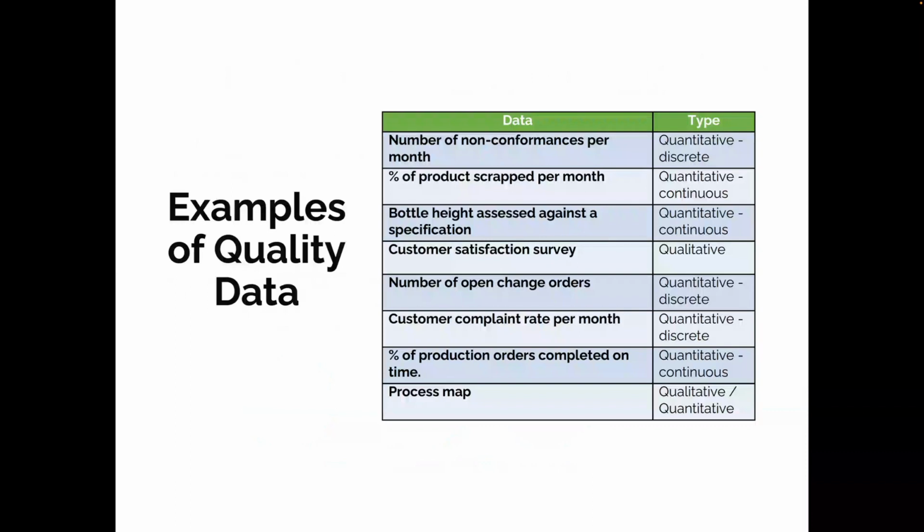There's other types of data that's actually less numeric. It's more narrative, customer feedback in terms of whether customers actually are satisfied or not. Number of change orders, the number of complaints, percentage of production orders completed on time. Process maps are both qualitative and quantitative data.